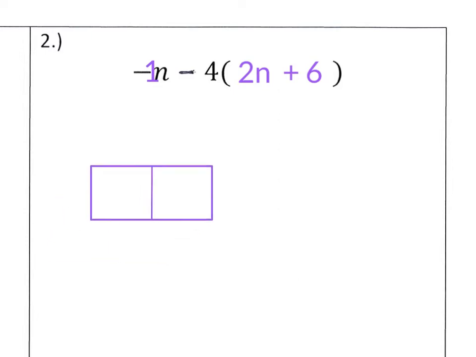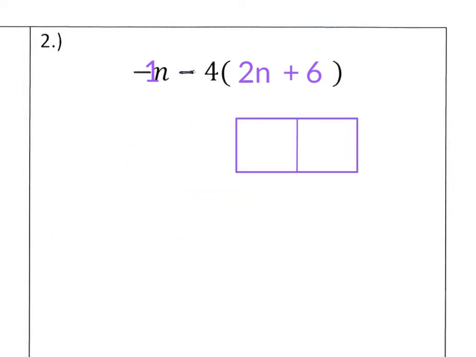I'm bringing over an area model because when I look here, I see that this negative 4 is being multiplied by the 2n plus 6. That's a monomial, one term, multiplied by a binomial, two terms. So that just tells me I need to set up an area model. I have a negative 4 being multiplied by a 2n plus 6. So I need to set up an area model so I can distribute that negative 4 to both terms in the parentheses. To fill in the area model, we multiply.